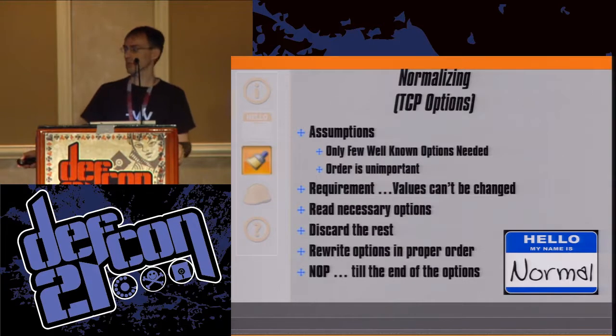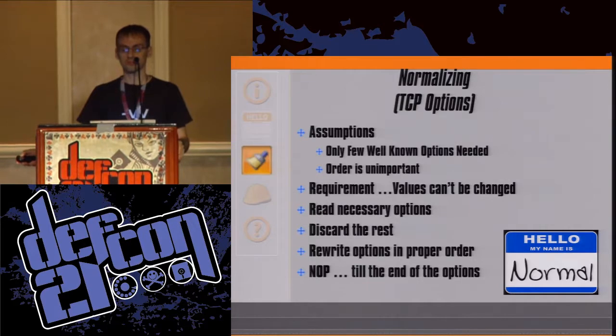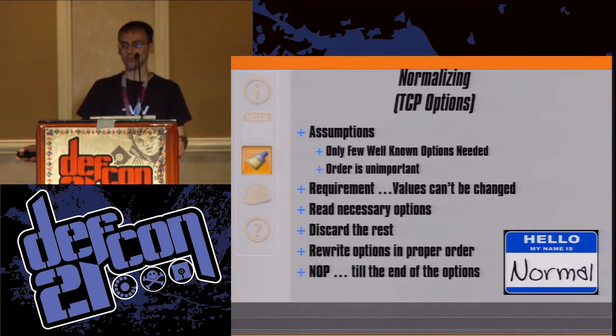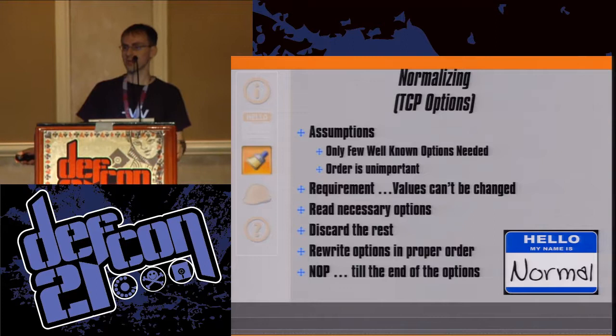Then there is the algorithm to normalize the TCP options. It starts out with some assumptions as well. There are only a few well-known options that are needed. Order was ultimately unimportant. The requirement that I imposed on this was that the values not be changed. I did not want to degrade or even possibly disrupt that socket. The algorithm, operating under that requirement, reads the necessary options and then discards the rest.